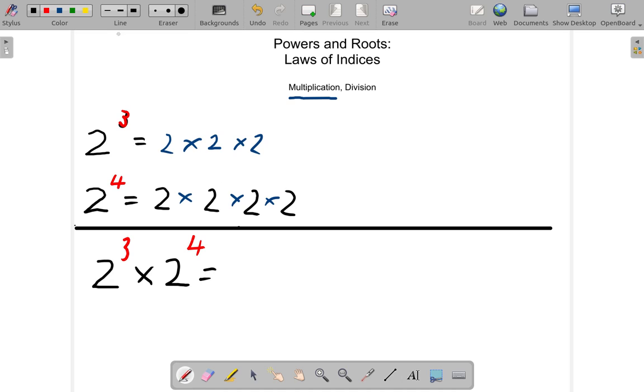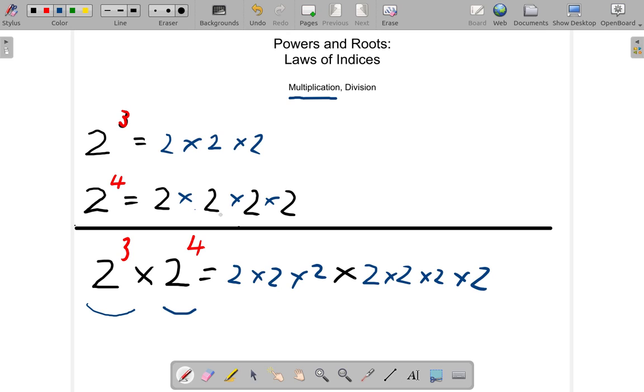Alright, let me see something here. Up here, 2 raised to the power of 3 is 2 times 2 times 2. So this is really 2 times 2 times 2. You see that? I'm going to put a multiplication sign here. Multiply by what? 2 to the 4, and 2 to the 4 is 2 by 2 by 2 by 2. You see that?